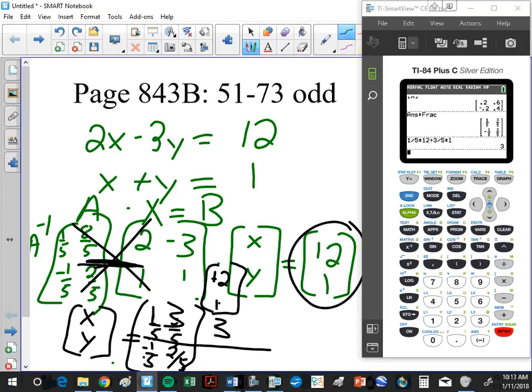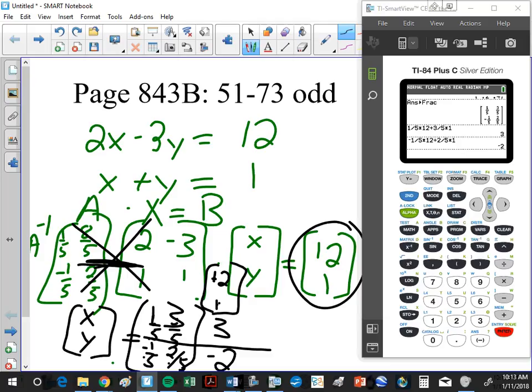Okay. -1/5 times 12 plus 2/5 times 1, and we get -2. What does that tell me? X is 3 and y is -2. Okay, so you don't need to find the inverse yourself.